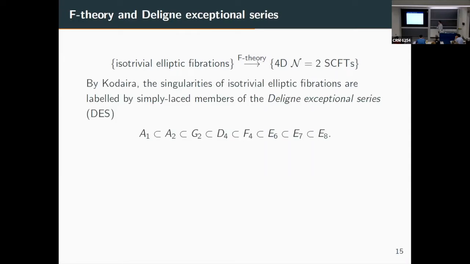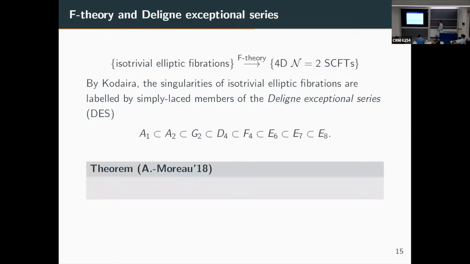And the singularity of elliptic fibration is classified by Kodaira. And according to him, singularities are labeled by simply laced members of the so-called Deligne exceptional series, which is a series of Lie algebras of this type. So except for G2 and F4, which are non-simply laced, you have a corresponding one for this theory.